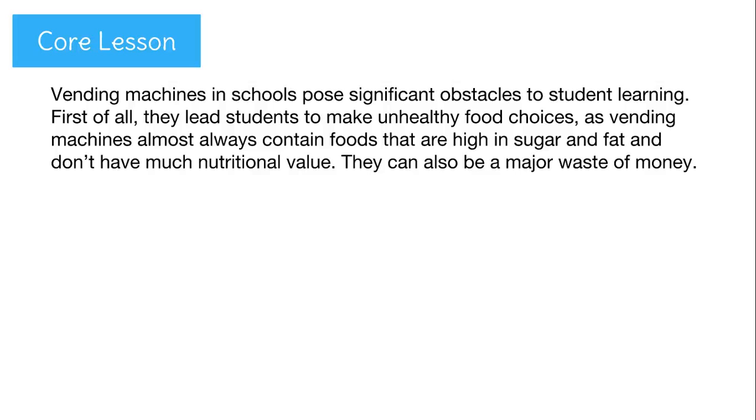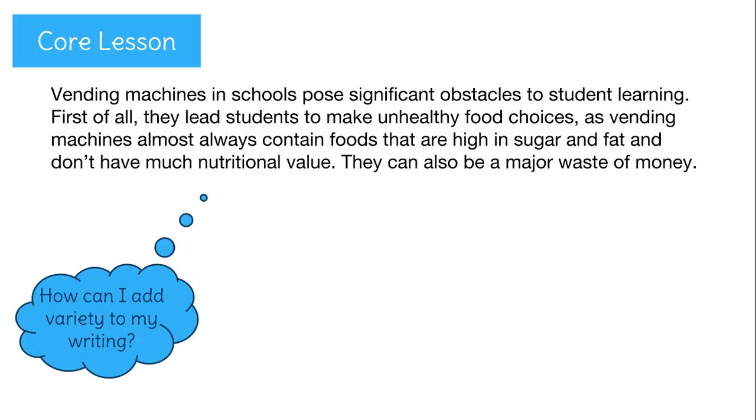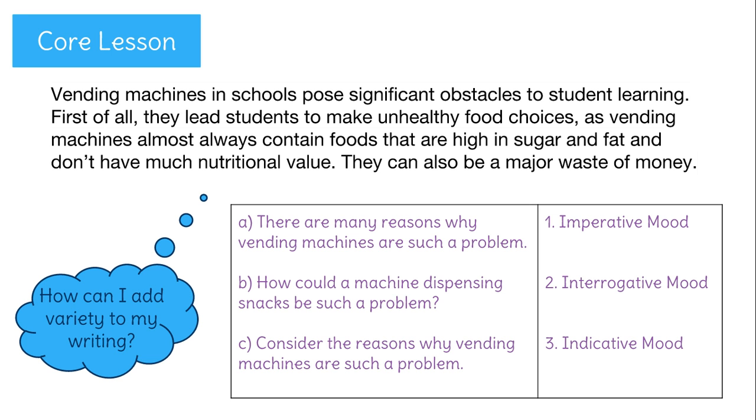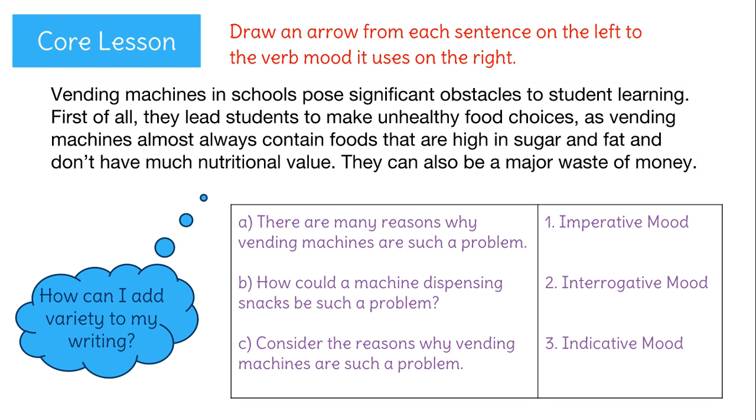And let's start by looking at my first few sentences here. So how can I vary these sentences so that they're more interesting to my reader? I noticed a list here after my first sentence. I'm listing a couple of reasons that vending machines should not be in schools. So maybe I could introduce this list with a sentence before it. I could do this with verbs in the indicative, imperative, or interrogative mood. Take a look at these example sentences and match the sentences on the left with the correct verb mood on the right. Pause the video while you work and press play when you're ready to continue.